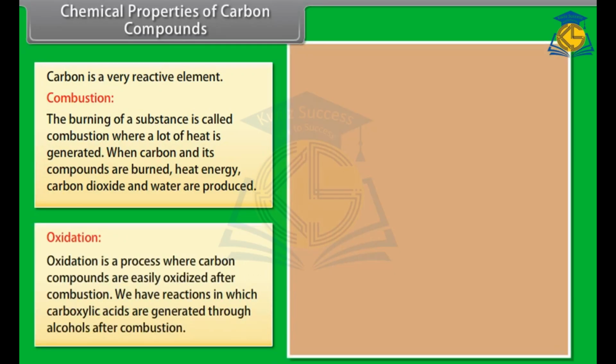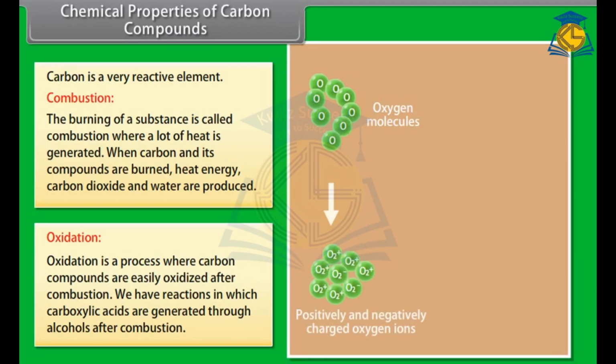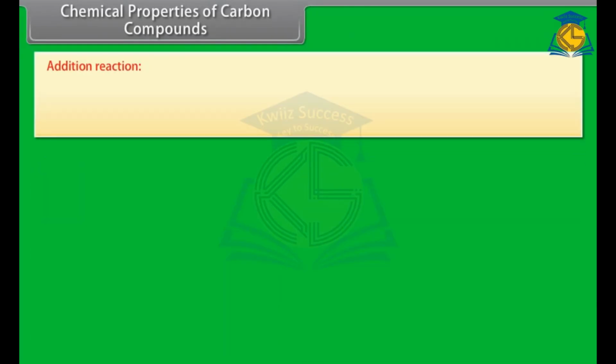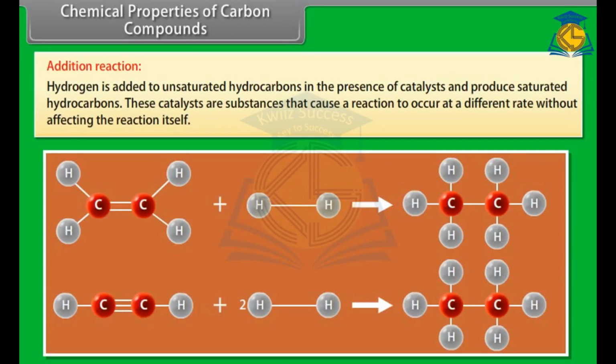Oxidation. Oxidation is a process where carbon compounds are easily oxidized after combustion. After complete oxidation, additionally, we have reactions in which carboxylic acids are generated from alcohol. Addition reaction. Hydrogen is added to unsaturated hydrocarbons in the presence of catalysts and produces saturated hydrocarbons. These catalysts are substances that cause a reaction to occur or proceed at a different rate without affecting the reaction itself.